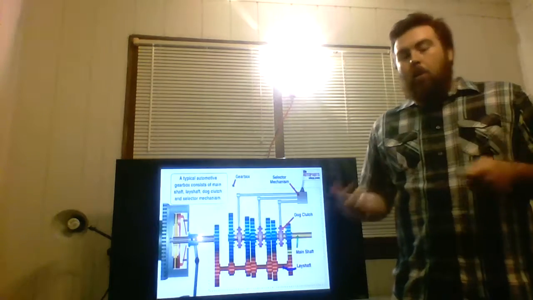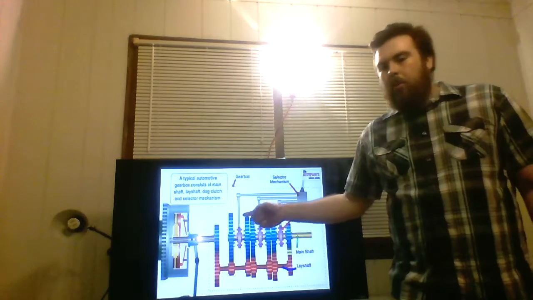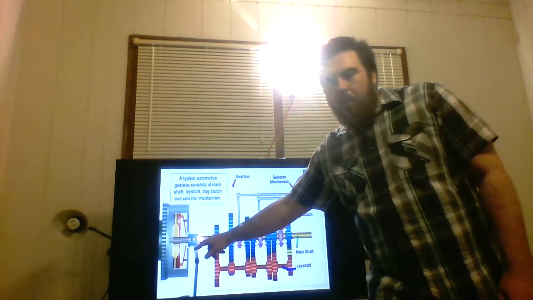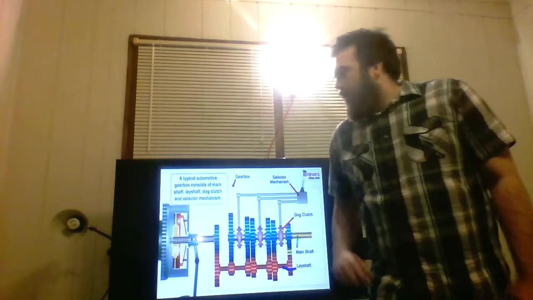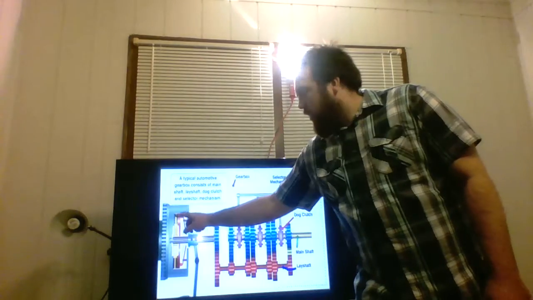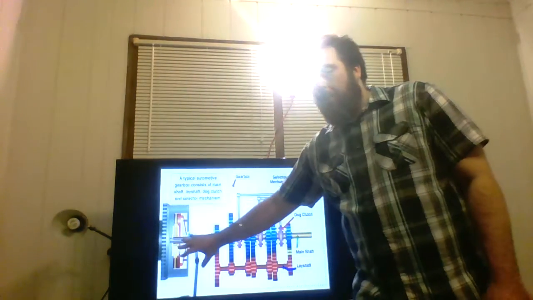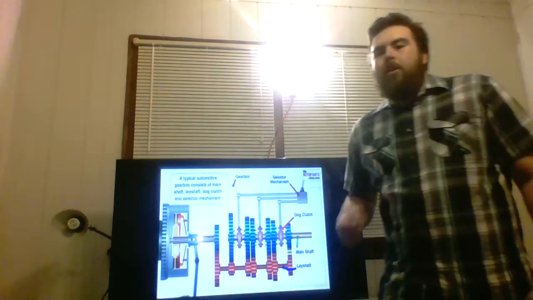You'll have four main parts of a transmission. You'll have the throwout bearing, which is this blue block right here. You'll have a pressure plate, which is this red sliver, a clutch plate, which is this yellow sliver, and a flywheel, which is this big silver toothed gear right here.